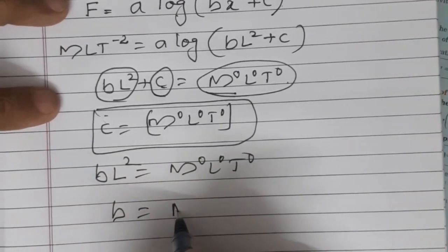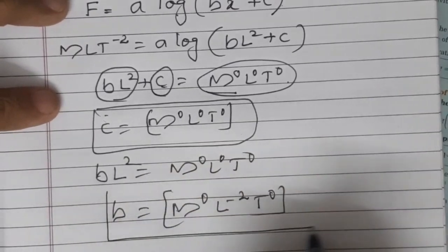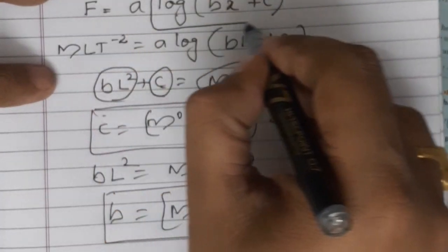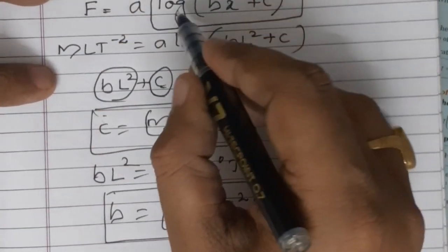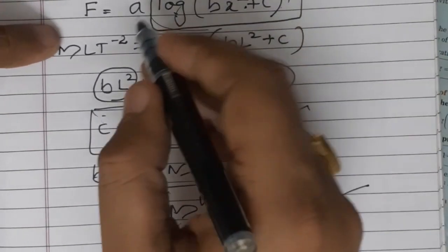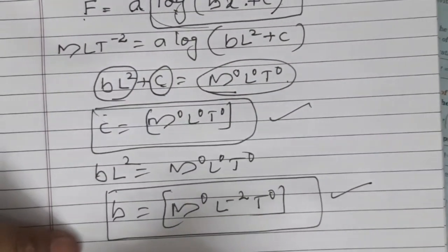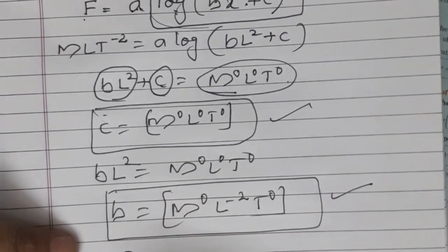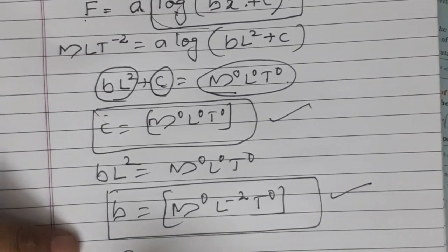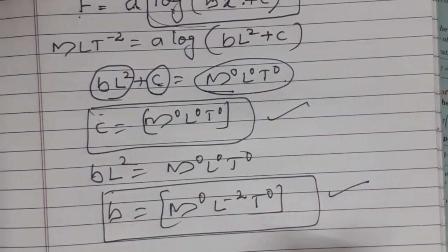So b अपने पास क्या आ गया, M0 L minus 2 T0. So I've got the dimensions of b as well as c. But as I've given you, the term inside the log is always dimensionless. Dimensionless means 1. So this whole term will become 1, and a into 1 is a. A will be equal to F, so I can directly write F is equal to a, or a is equal to MLT minus 2. Is that okay? Any doubt up to any point? Clear? In this way we can solve the term containing the log.